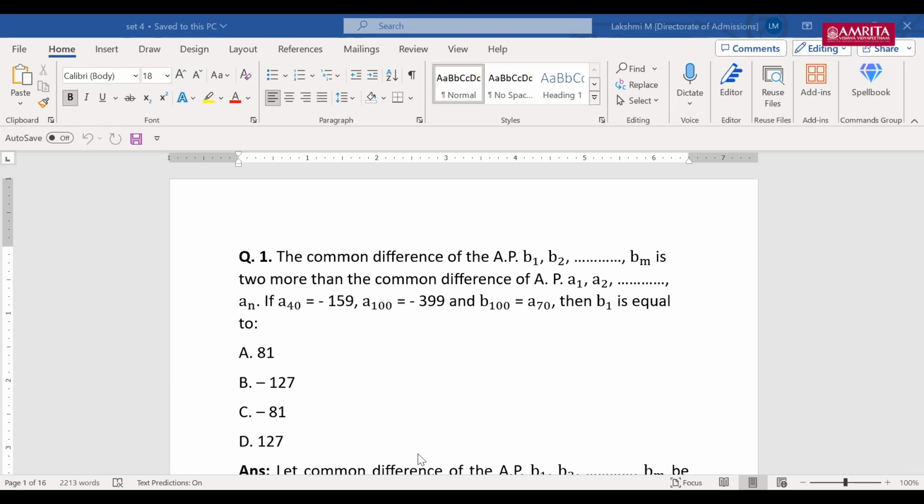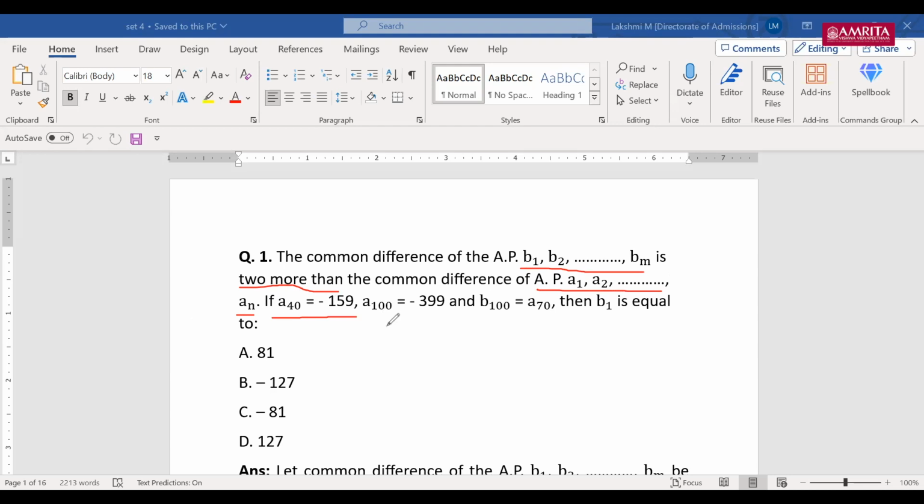Let's start with question number 1. The common difference of the AP B1, B2, B3, etc., Bm is 2 more than the common difference of another AP, A1, A2, A3, etc., AN. According to the question, there are two APs. First one is B1, B2, etc., Bm, and second one is A1, A2, etc., AN. And there is a relationship between them: the common difference of the first one is 2 more than the common difference of the second one.